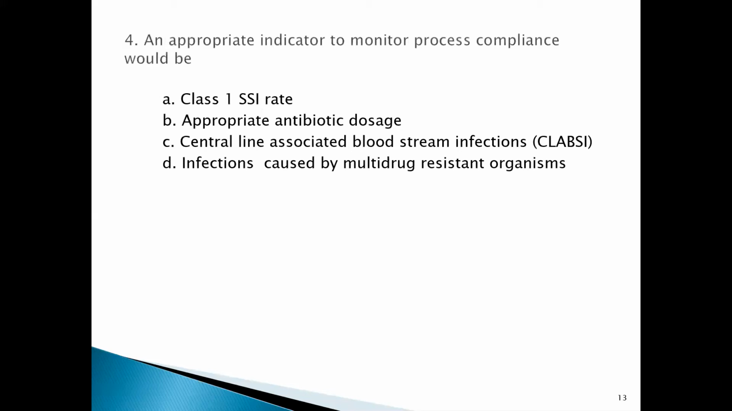An appropriate indicator to monitor process compliance would be A, class 1 surgical site infection rate, B, appropriate antibiotic dosage, C, central line associated bloodstream infections, and D, infections caused by multi-drug resistant organisms. Okay, the answer to this one is B, appropriate antibiotic dosage.